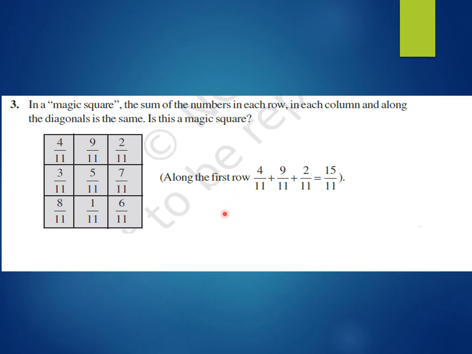Similarly, you can find the second row, that is 3 upon 11 plus 5 upon 11 plus 7 upon 11. And the third row. Then you can find column 1, that is this plus this plus this. Then you can find column 2, this plus this plus this. This will not take a lot of time. It is very easy to add them. After adding all the rows and all the columns, the remaining are two diagonals. Diagonals are this, that is 4 by 11 plus 5 by 11 plus 6 by 11, and 8 by 11 plus 5 by 11 plus 2 by 11.